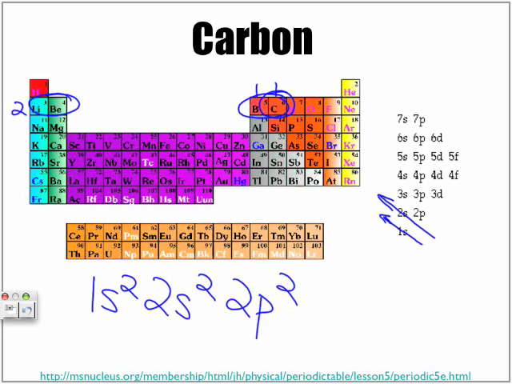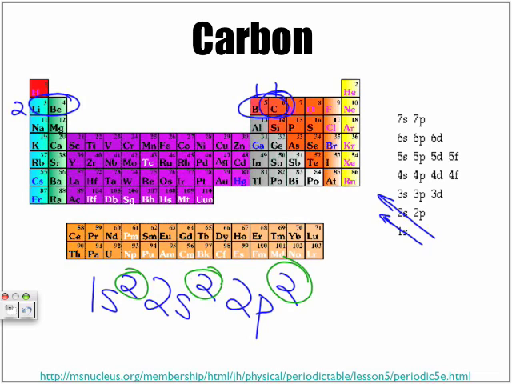And now, do the count. How many electrons does carbon have? 6. 2, plus another 2, plus another 2, to give us a total of 6. So the electron configuration of carbon is as follows.